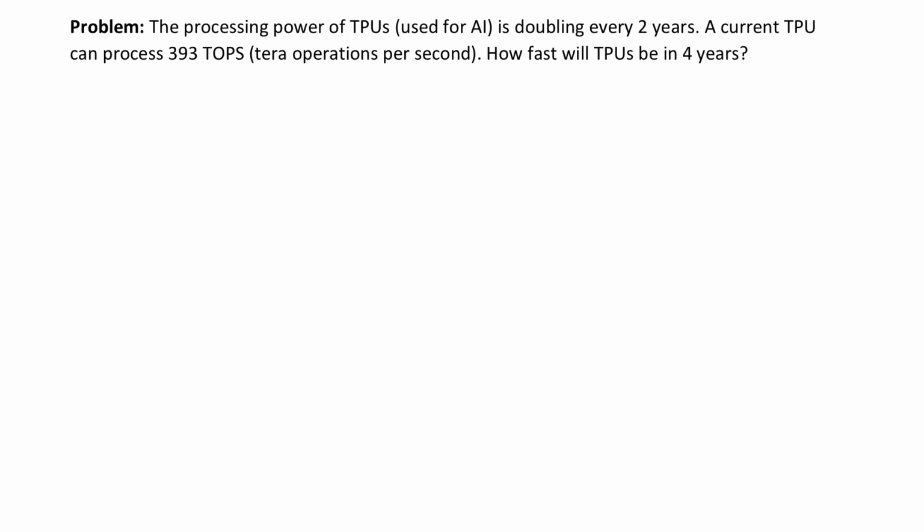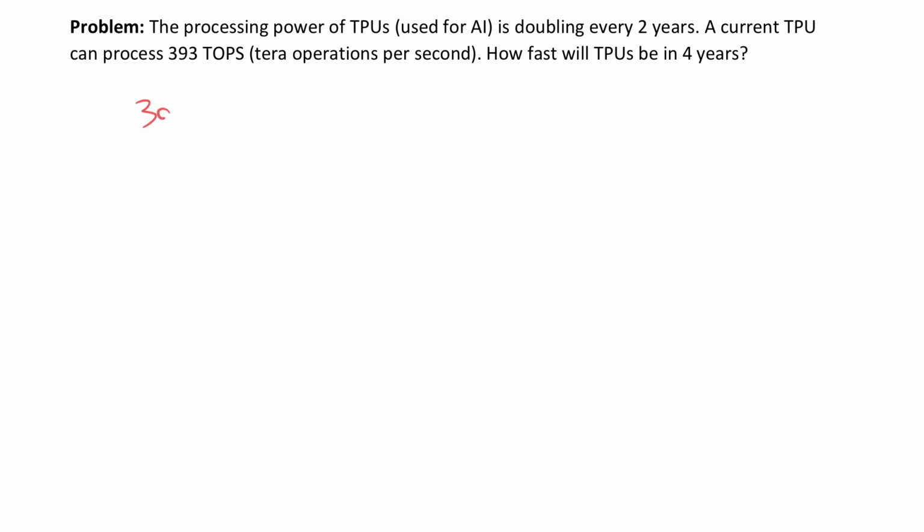Let's look at another example, this one with computers. So TPUs, or tensor processing units, are used for AI, and they're doubling every 2 years. The current TPU can process 393 TOPS, or tera operations per second. How fast will the TPUs be in 4 years?